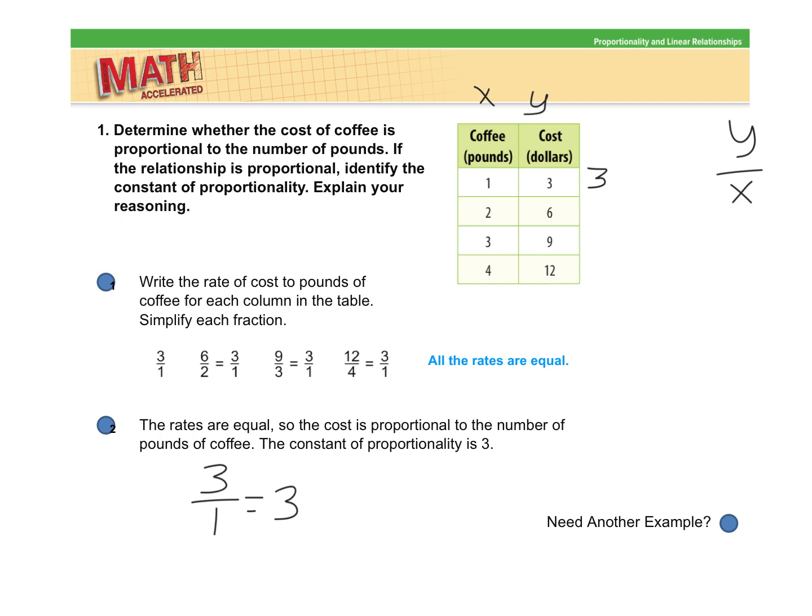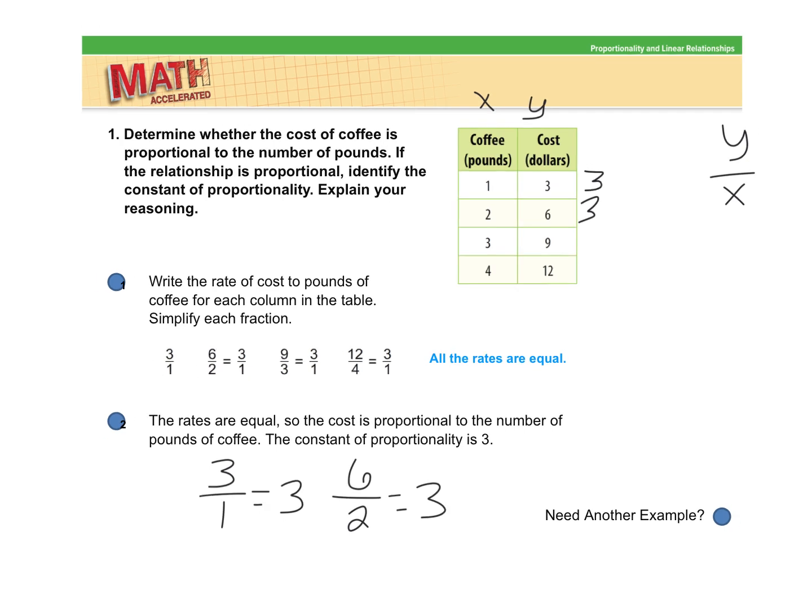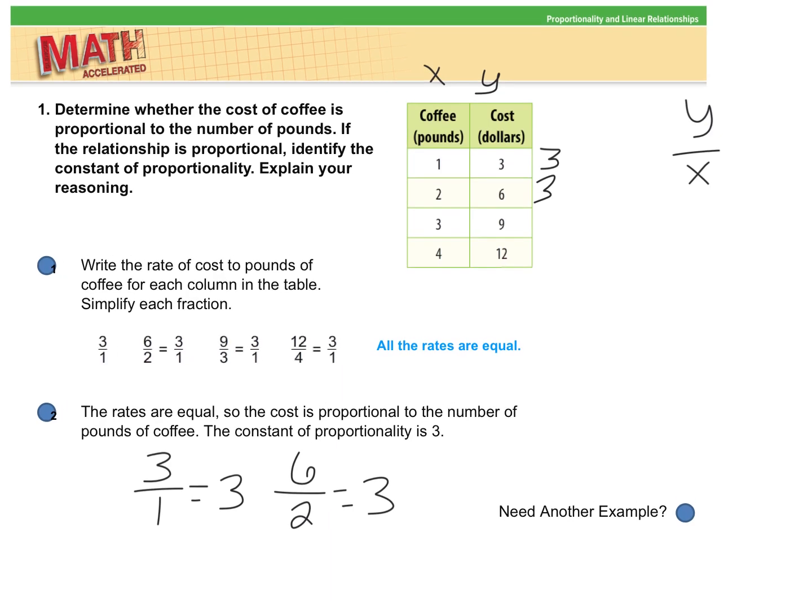Okay, now to tell if it's proportional, we want to see what the rest of them are, what their rate was. Okay, and if it's proportional, what do you think they all have to be? They all need to be 3. So we have to do that for each one. So my next one, I would do 6 divided by 2, which is 3. What would I do for my next one? 9 divided by 3. And we get 3.